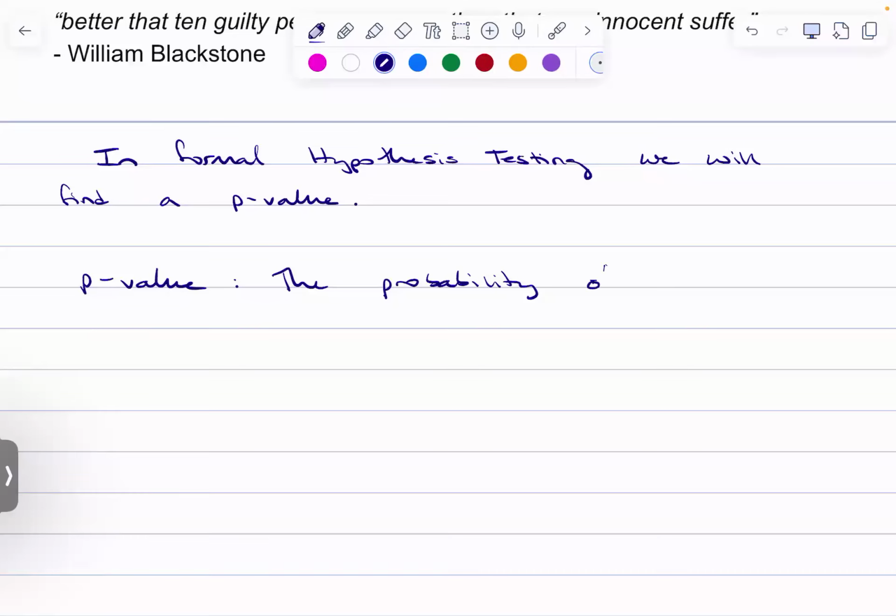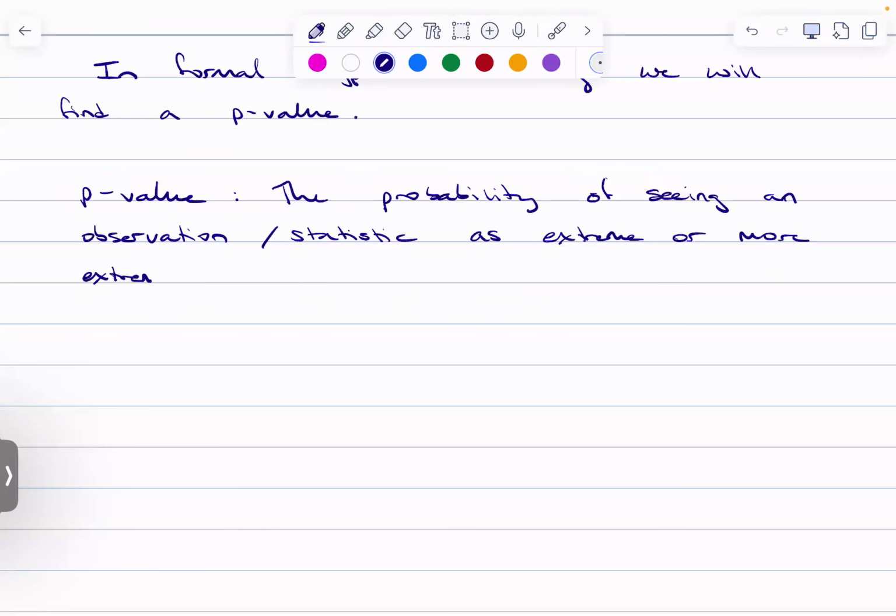The probability of seeing an observation, or if you prefer, an observation or statistic as extreme or more extreme as what we saw in our sample, assuming H naught is true.